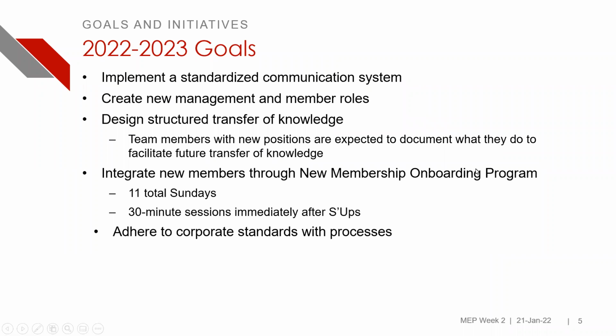All right, so now moving on, what we'll be talking about is 2022-2023 goals. These are goals that the business team lead of this academic school year has put together. They would like to implement a standardized communication system, create new management and member roles, design structured transfer of knowledge, so new positions are expected to document what they do, or old positions. This basically facilitates that transfer of knowledge.